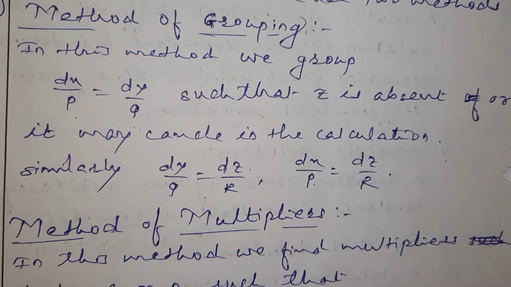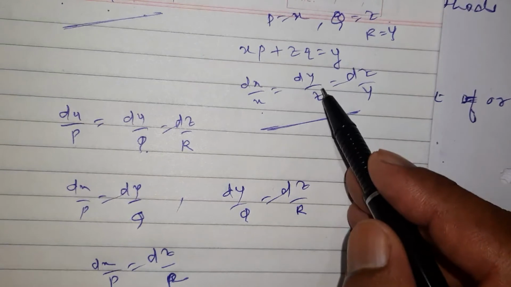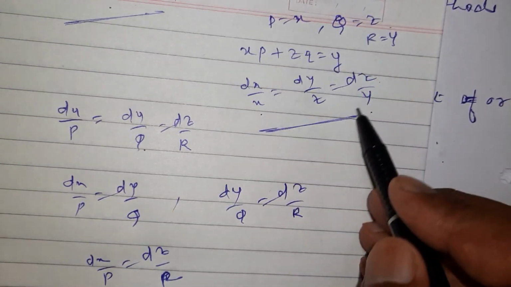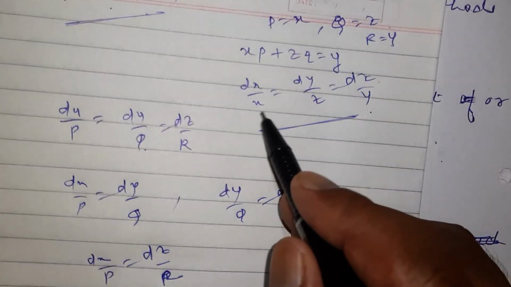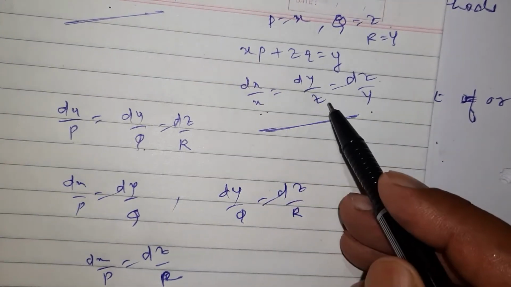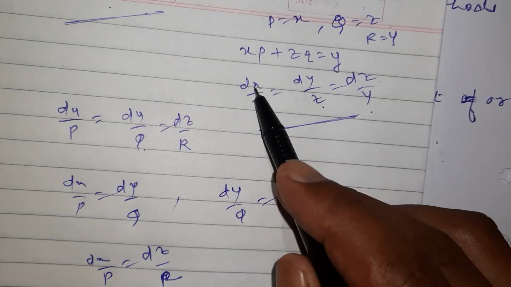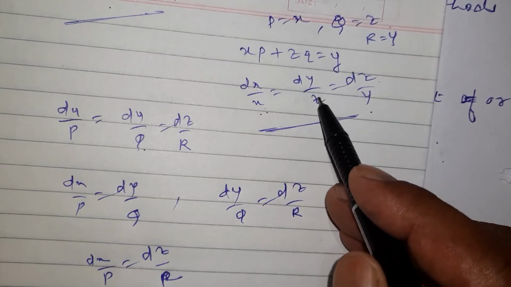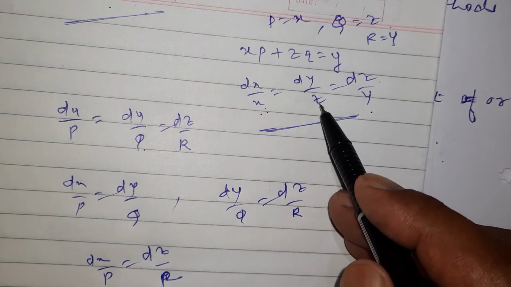Understood it? For your understanding, I am taking one example here: dx upon x is equal to dy upon z is equal to dz upon y. This is the equation we have written. Now you can see we can make any group. dx upon x is equal to dy upon z. Is it possible here? No, it is not possible because z is not cancelled, or we can't omit z.